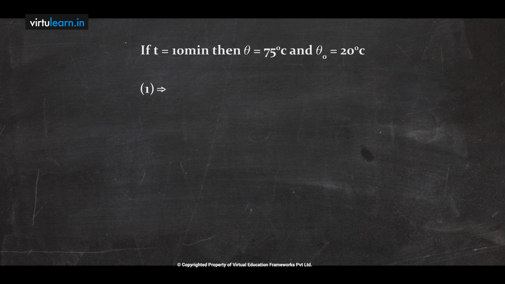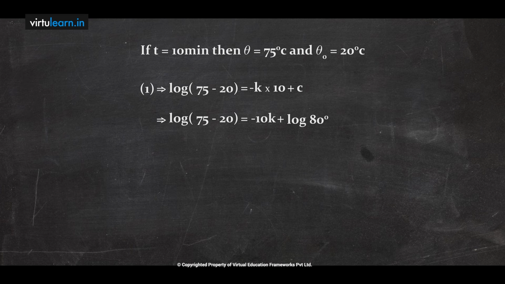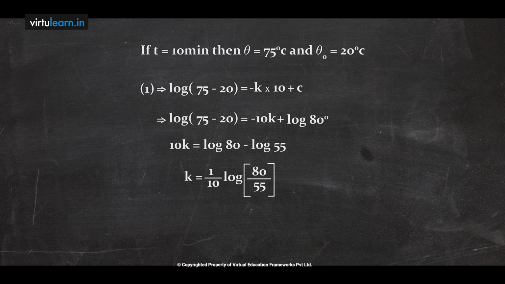Again from equation 1, log of 75 minus 20 degrees centigrade equals minus kt plus c. Here I will substitute the t value, 10 minutes. Log of 75 minus 20 equals minus 10k plus log 80. Then 10k you bring to this side: 10k equals log 80 minus log 55. Therefore, k equals 1 by 10 into log 80 by 55.